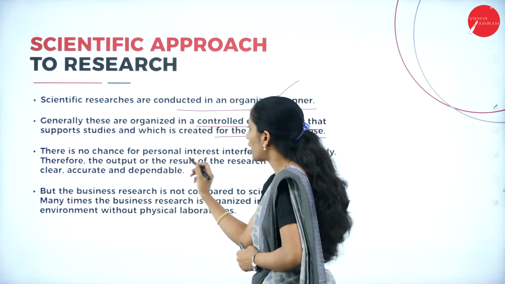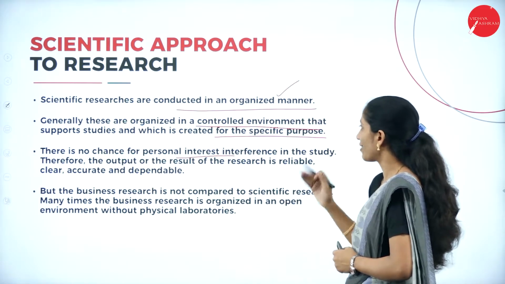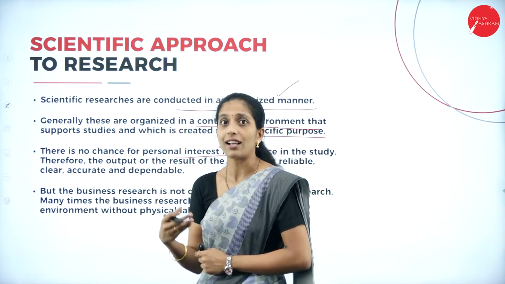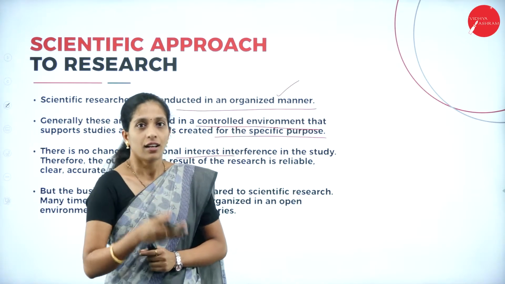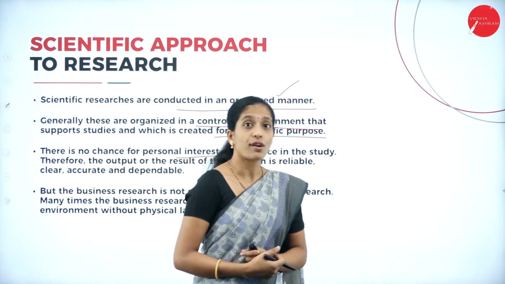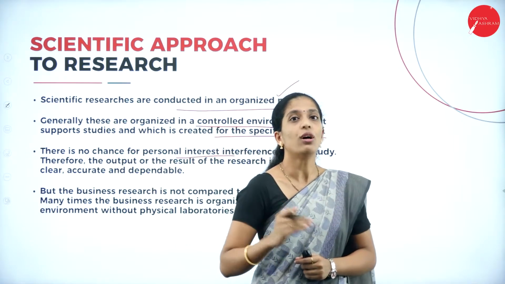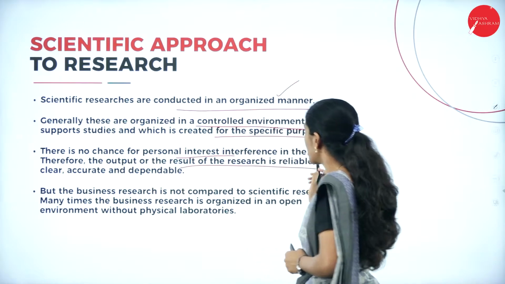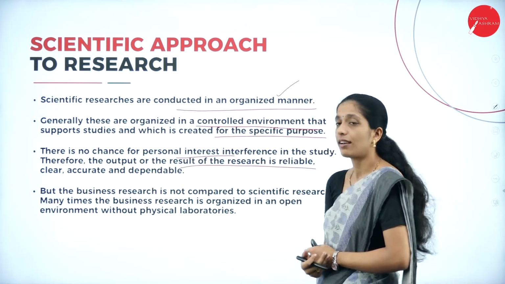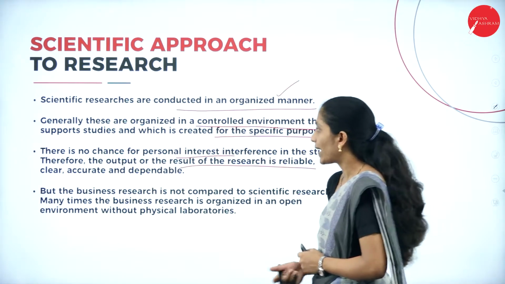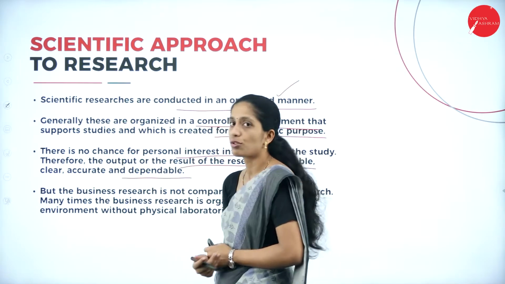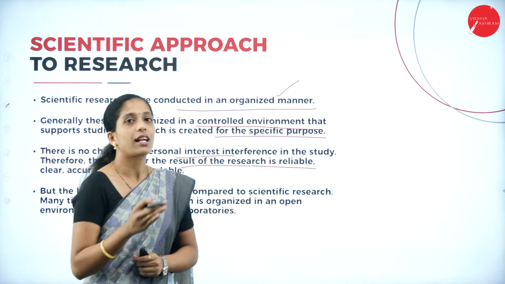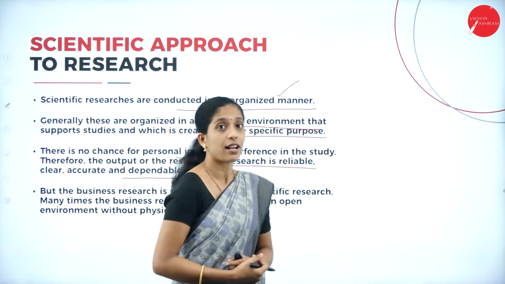There is no chance for personal interference in the study. When we take business research, there are chances of personal opinion also. But in scientific research, there is no personal opinion. Therefore, the output or result of the research is reliable, clear as well as accurate, and it is also dependable in nature. Now why is it accurate, reliable and dependable in nature?